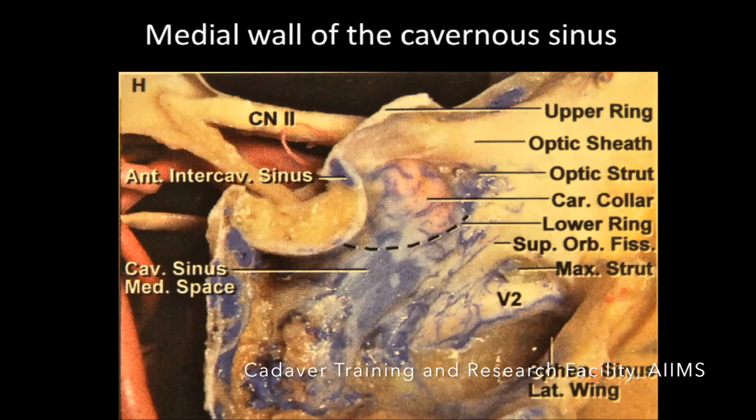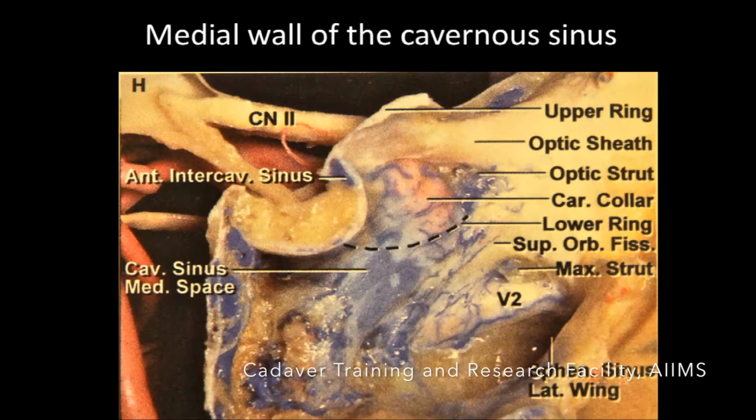The cavernous segment is parallel to the floor of the sella. So between the optic nerve and the carotid artery is the optico-carotid recess, which is nothing but the medial end of the optic strut. The optic strut separates the optic canal from the superior orbital fissure. The maxillary strut separates the superior orbital fissure from the second division of the trigeminal nerve.